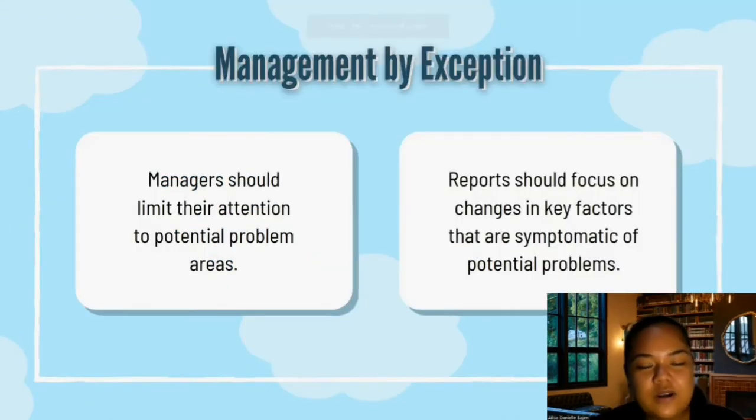The last factor is management by exception. Managers should limit their attention to potential problem areas rather than being involved in every detail or activity. This will give managers a chance to maintain control without being overwhelmed by the details. The report should focus on changes and key factors that are symptomatic of potential problems. Unnecessary details that may draw attention away from important facts should be excluded from reports.